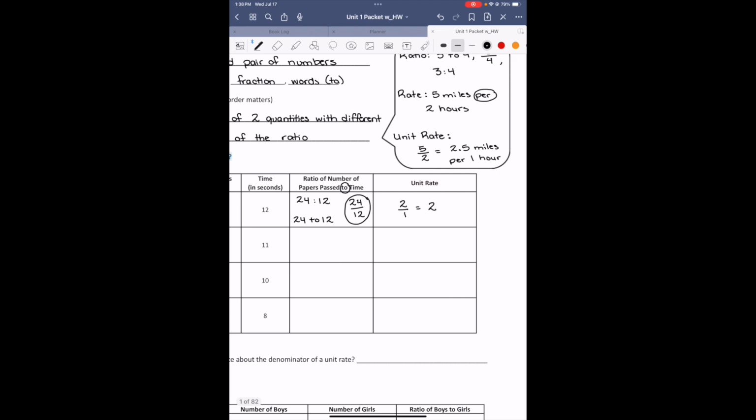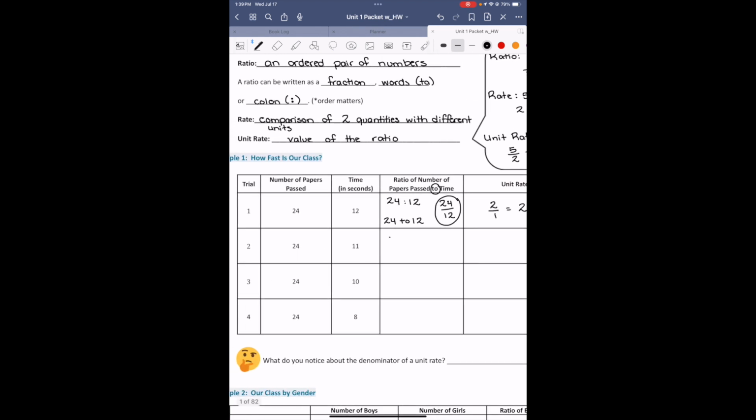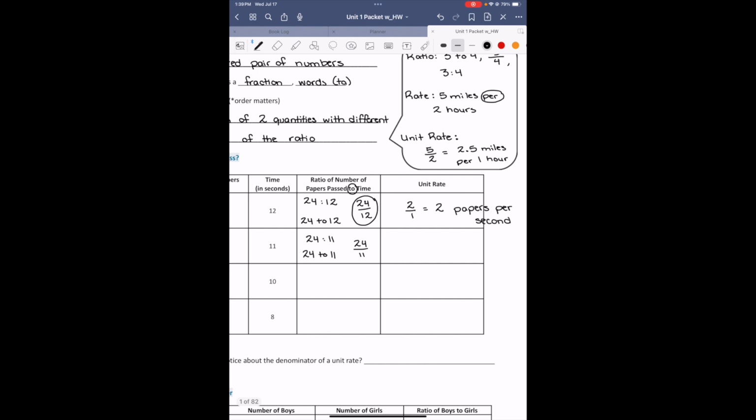And this is in papers per second. Next one. 24 papers were passed in 11 seconds. So 24 to 11. To figure out the unit rate, I'm going to do 24 divided by 11. I can just use my calculator. You plug that in, it's going to give you 2.2 over 1, or just 2.2. And again, this is papers per second.